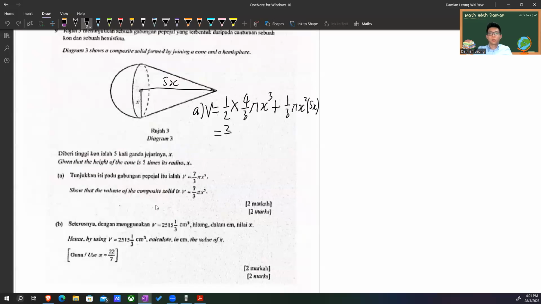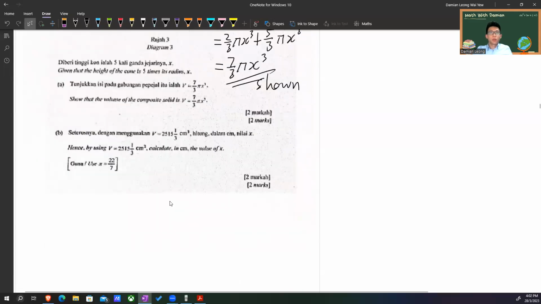So this is 2 over 3 pi x cubed. This one becomes 5 over 3 pi x cubed. So pi x cubed, x squared times x. So we combine 2 over 3 plus 5 over 3 is 7 over 3. So 7 over 3 pi x cubed. Shown. Yeah, that's for part A.